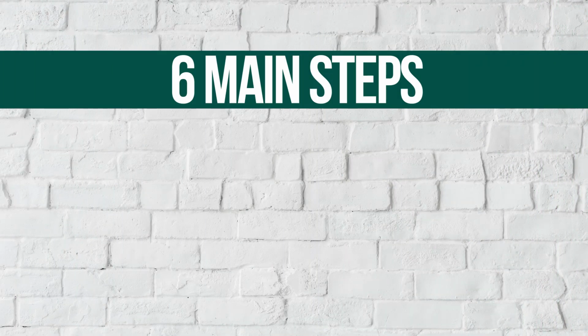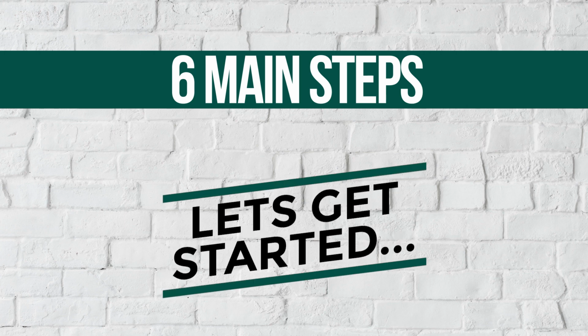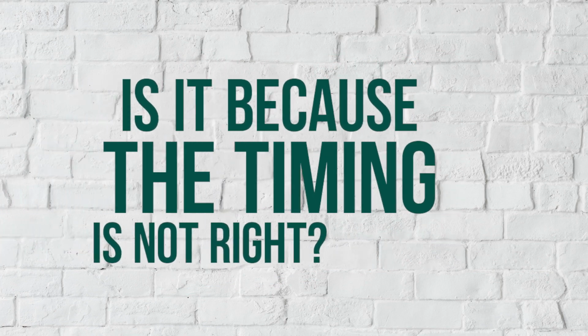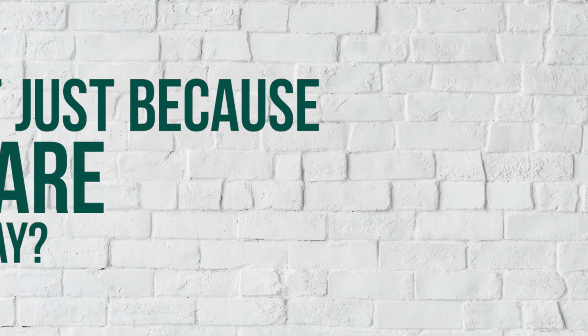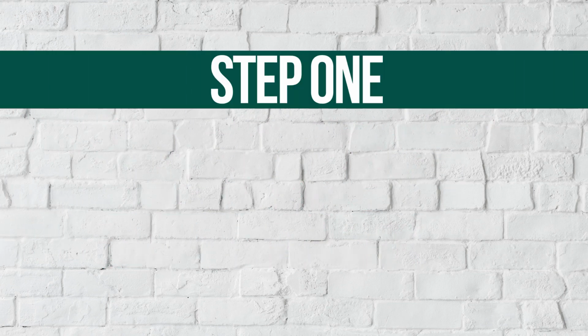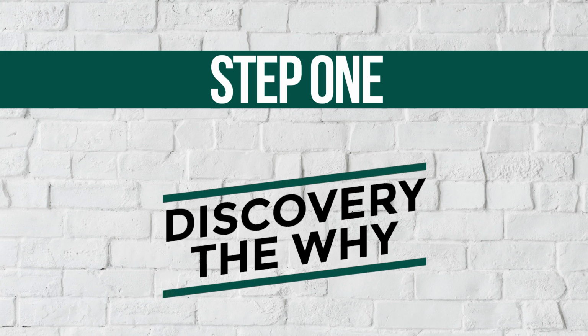So like we mentioned before, there are 6 main steps to objection handling. One of the main ones is understanding why the person is saying that they are not interested in the first place. Is it because they have a supplier in place already? Is it because the timing is not right? Is it just because they've had a bad day? So the first part of objection handling is discovery, the why, finding out pain points.